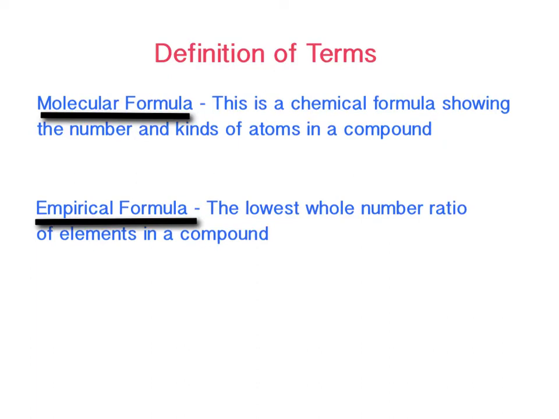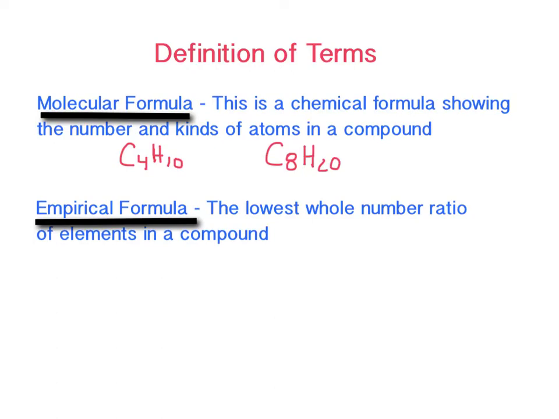There are a couple definitions that you need to know. Molecular formula, you already know what it is. It is where you have the formula showing the number and kinds of atoms that are in a compound. For example, C4H10 is a molecular formula. It has 4 carbons and 10 hydrogens. Here's another one, C8H20, 8 carbons and 20 hydrogens all bonded together there.